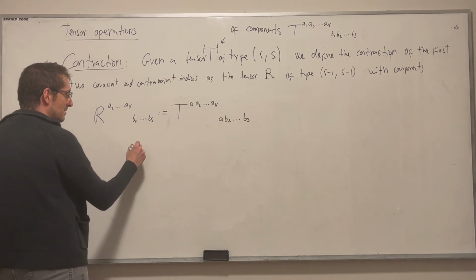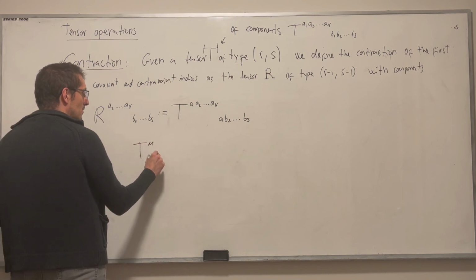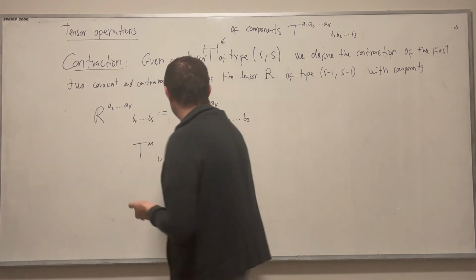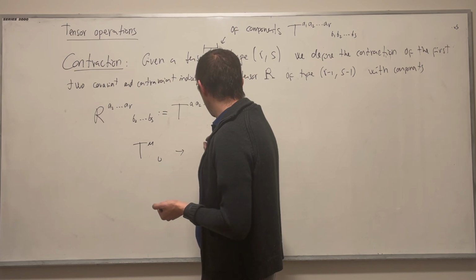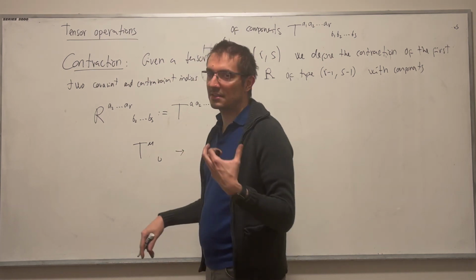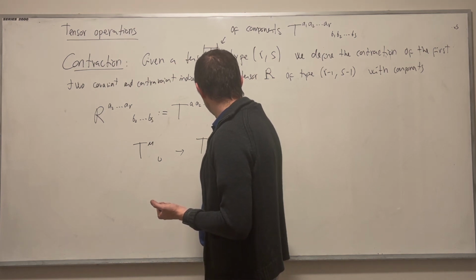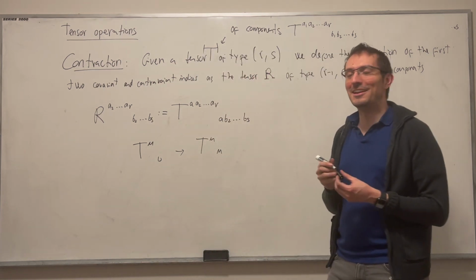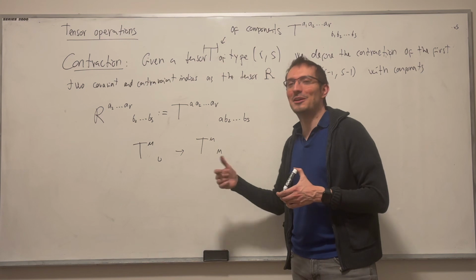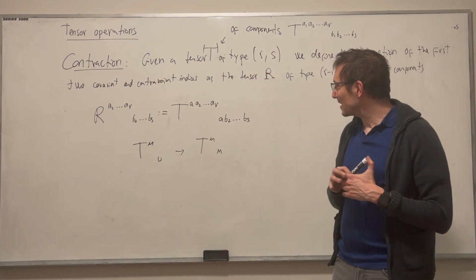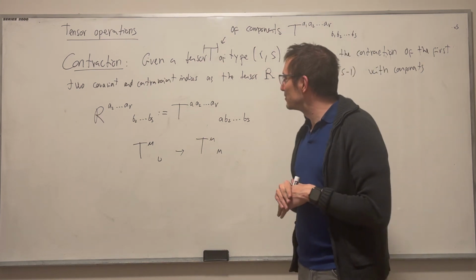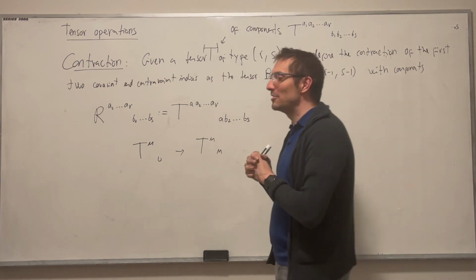For example, if I have a tensor T^mu_nu like that, this is a (1,1) tensor, so contracting I'm going to get a (0,0) tensor. I'm going to get a scalar, T^mu_mu, which is the trace. If it were a matrix, it would be the trace of that matrix. All right, wonderful. So these are the tensor operations that we're going to see.